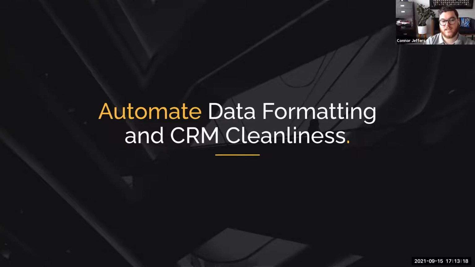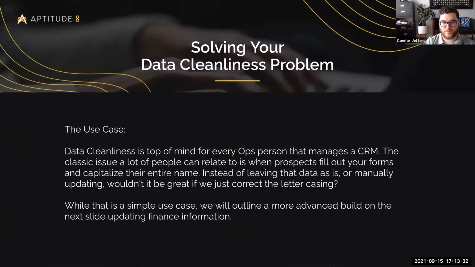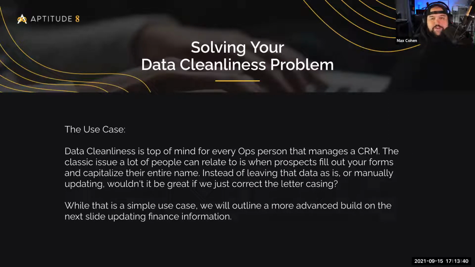So the next one, we'll talk through a couple of examples here, both using data sync with other tools, but also some of the native functionality inside of Operations Hub, and how you can use Operations Hub to automate your data formatting and keep your CRM nice and squeaky clean to power all of your workflows. So Max, I'll let you take the first piece of this. Yes, because I know this is a problem that pretty much everyone has, right? So how frustrating is it?